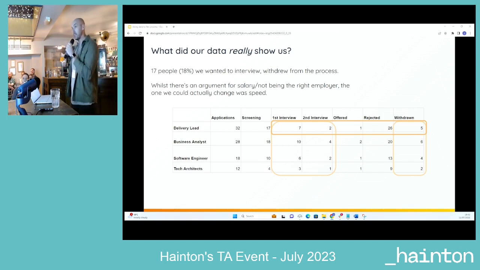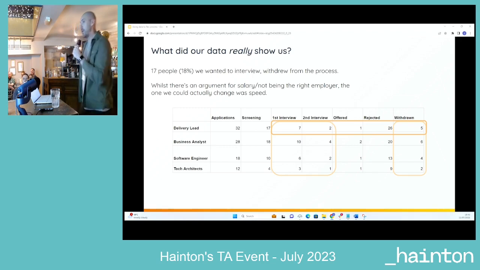Now, looking at this, what if the first person that we drew from the delivery lead role was the perfect candidate and we would have hired them straight away? Thinking of all the time, the effort, the business cost we've wasted going through all the interviews, all the screening calls, everything we do as TA professionals, not to mention the cost impact of having someone in a role much quicker.